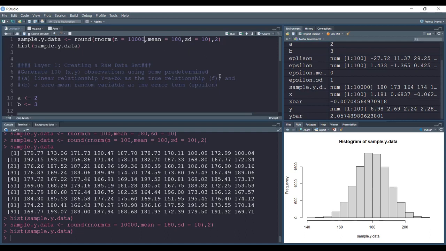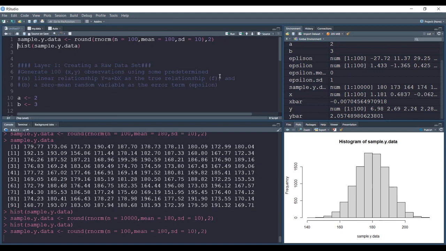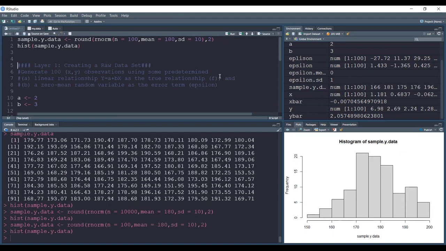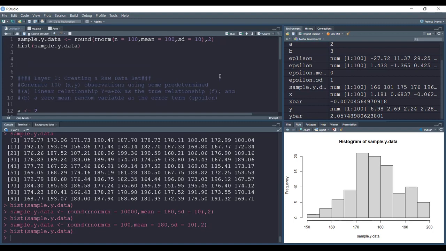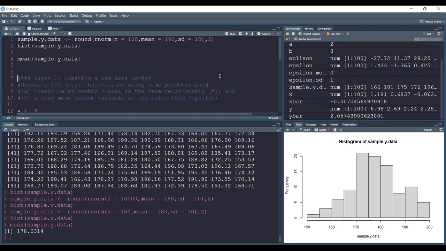But we're going to take just these 100. Okay, and that's your sample Y data. Now the next thing you would do is calculate the mean. You want to get an idea of the mean. So sample Y data, and it's 178.03. So that's the first calculation. That's the first summary. And we're going to call this the sample mean.